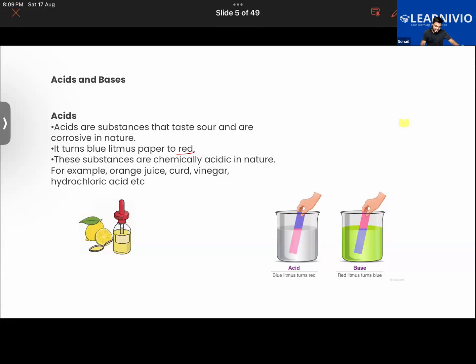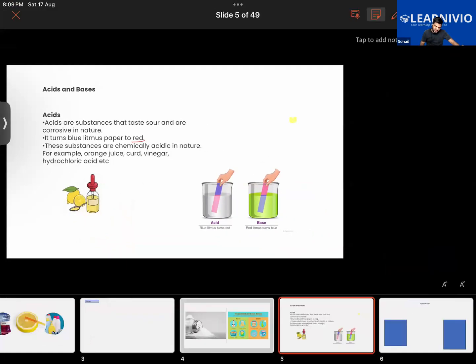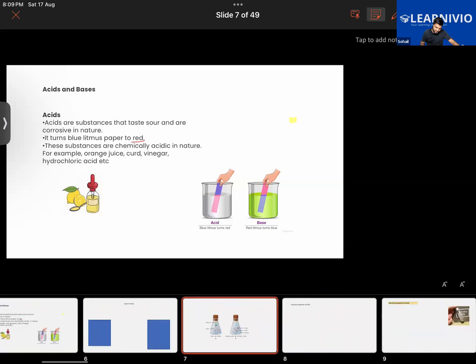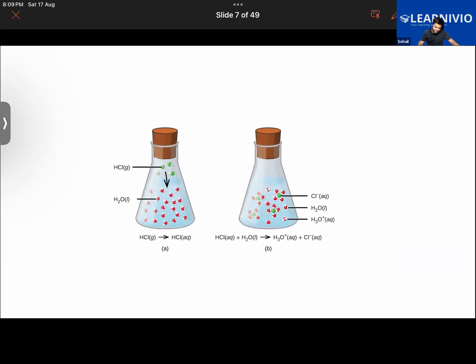Another thing about acids is that when they are dissolved in water, or when they are in their liquid state, they give out hydrogen ions. What I'm saying is hydrogen ions. Say, for example, you have taken some acids like HCl.